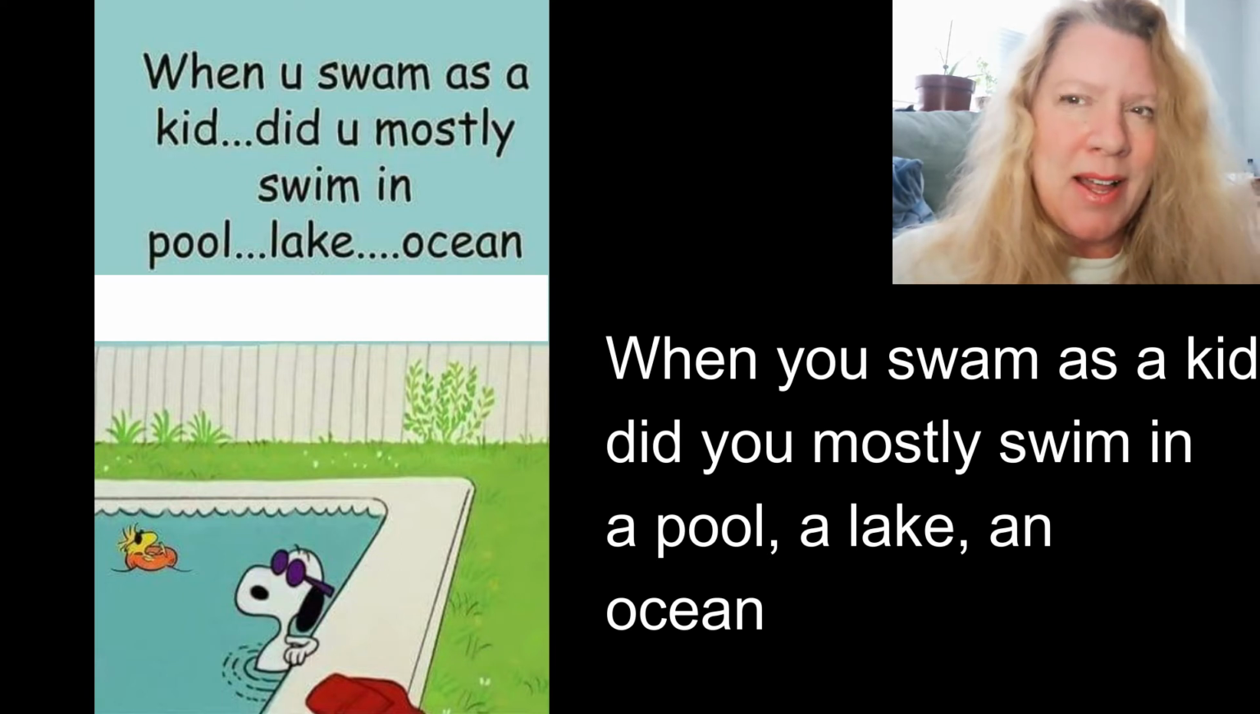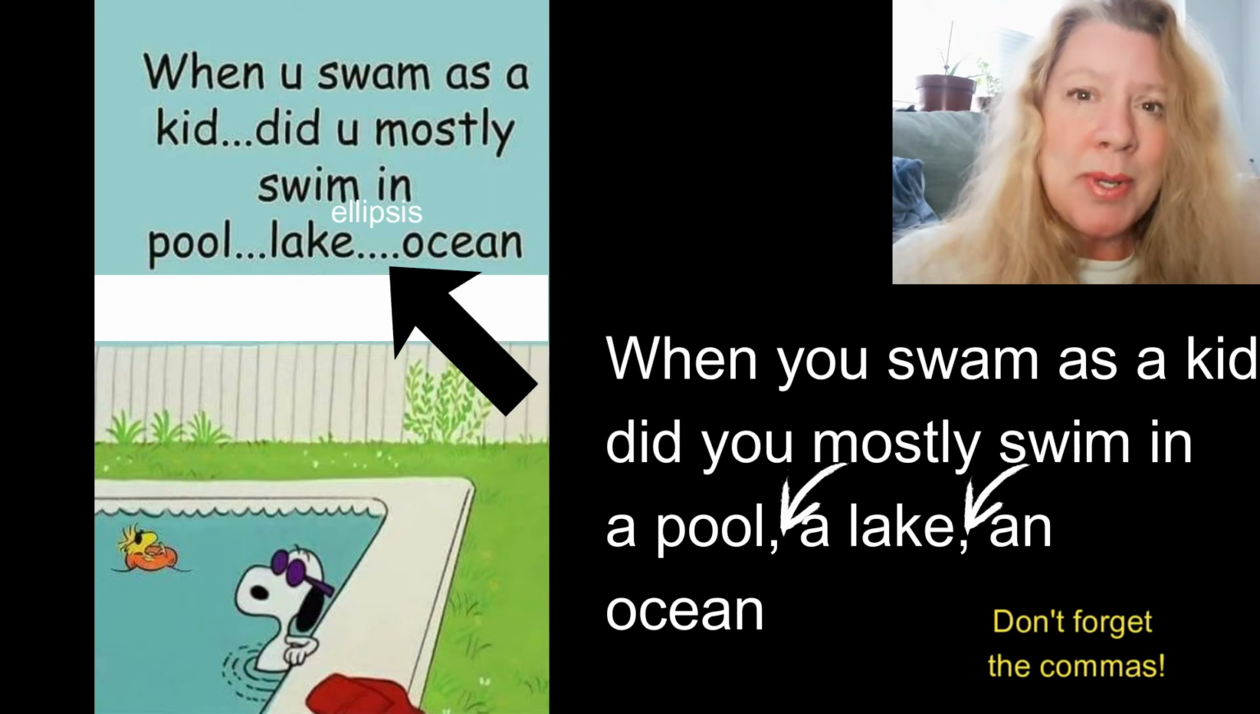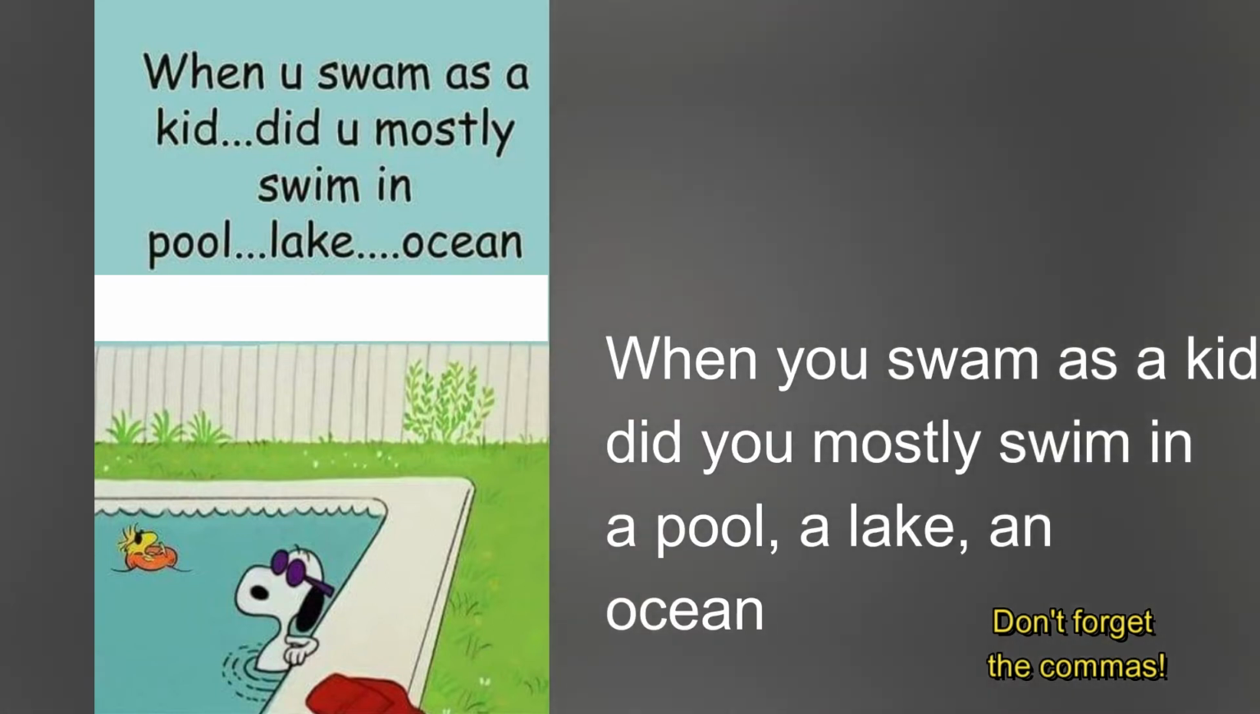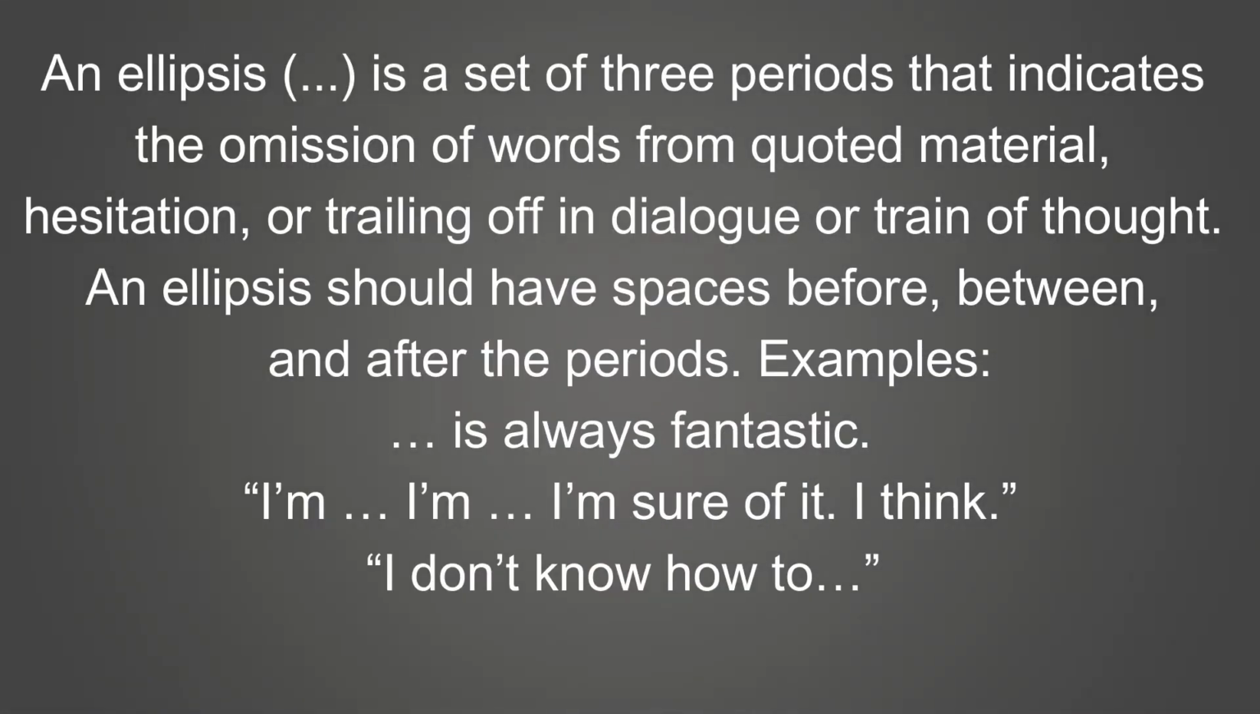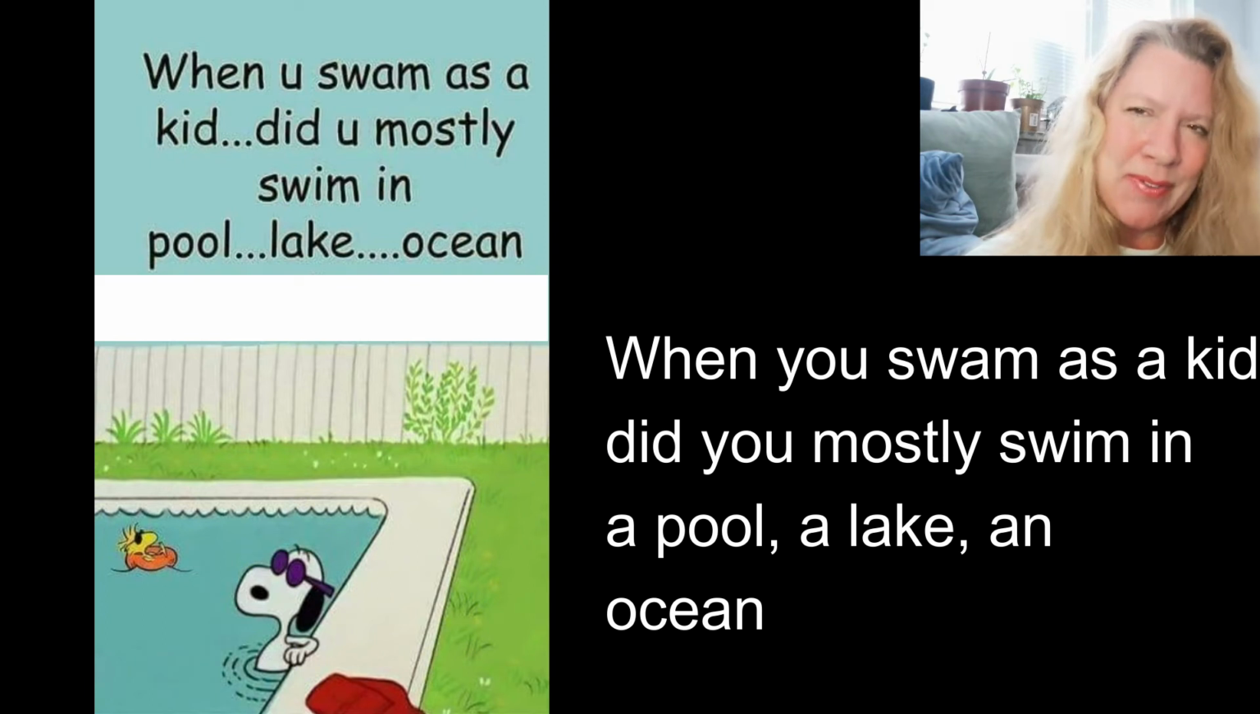And let's take away all of those ellipses. Those three dots are called an ellipsis. That's a fun word, ellipsis. An ellipsis is a set of three periods that indicates the omission of words from quoted material, hesitation, or trailing off in a dialogue or train of thought. An ellipsis should have spaces before, between, and after the periods. Here are some examples. Okay, that's two things we've corrected.